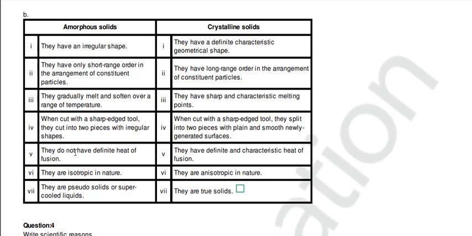5. Amorphous solids do not have definite heat of fusion. Crystalline solids have definite and characteristic heat of fusion. 6. Amorphous solids are isotropic in nature. Crystalline solids are anisotropic in nature. 7. Amorphous solids are pseudo-solids or supercooled liquids. Crystalline solids are true solids.